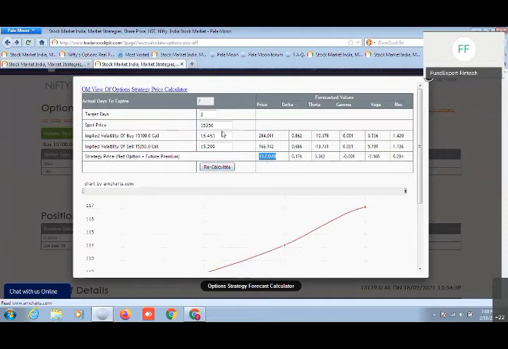So for example in the next 3 days, I took this 15,350, right? Say let's take 15,300. So if the price goes to 15,300, then my profit on the upside will be 107 points minus 70, that is 37 points. So accordingly you can mark out where you need to put your stop loss or targets.